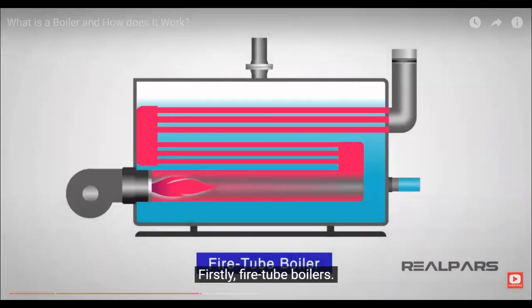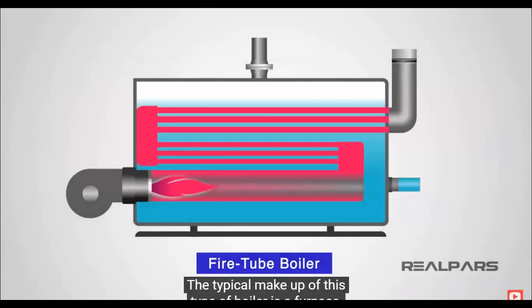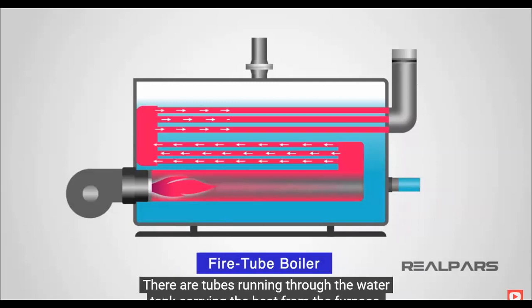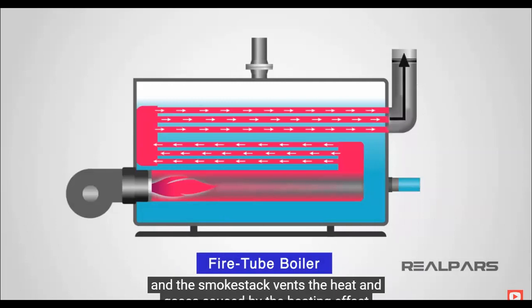Firstly, fire tube boilers. The typical makeup of this type of boiler is a furnace, a water tank acting as a boiler, and a smokestack. There are tubes running through the water tank carrying the heat from the furnace, and the smokestack vents the heat and gases caused by the heating effect so that the pressure does not continue to rise above the intended level.